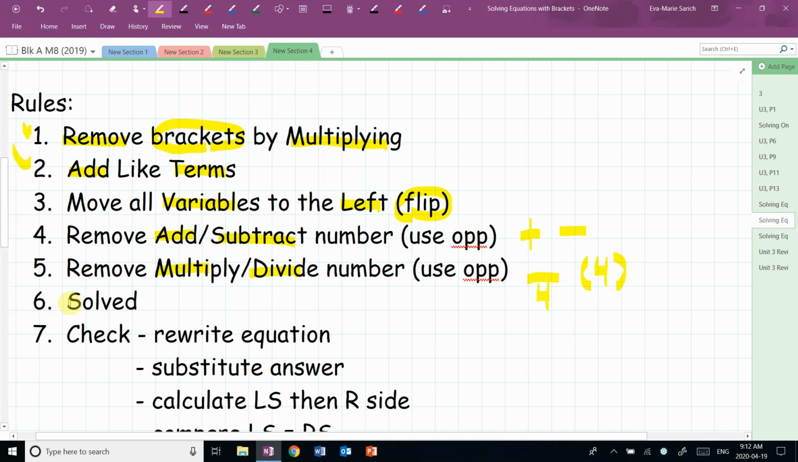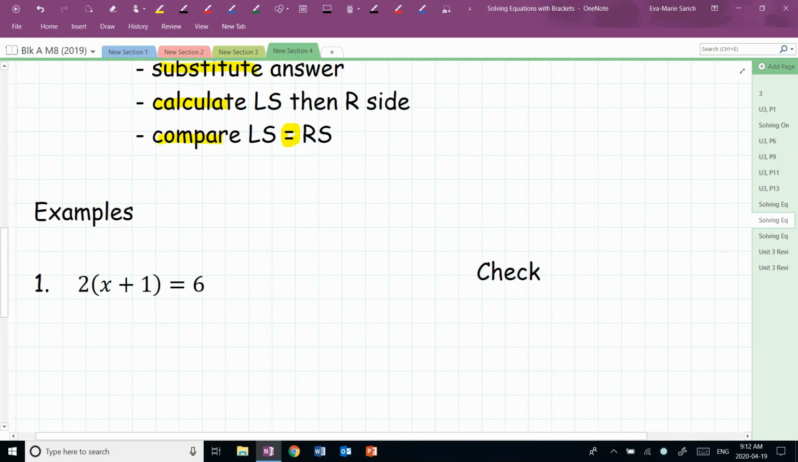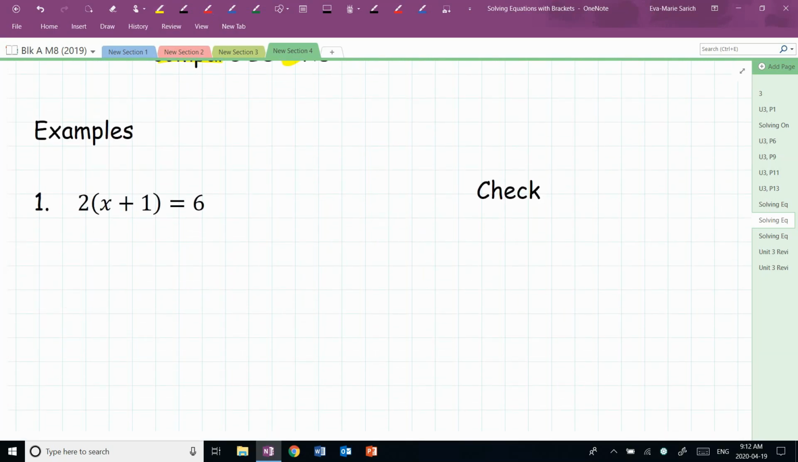That means then that we will be at the stage where we've solved. And again, I'm going to give you some questions to check. So remember, rewrite, substitute, calculate, compare. Left side should equal the right side if your solution is correct. All right, let's move on to our first example. Simple one, okay?